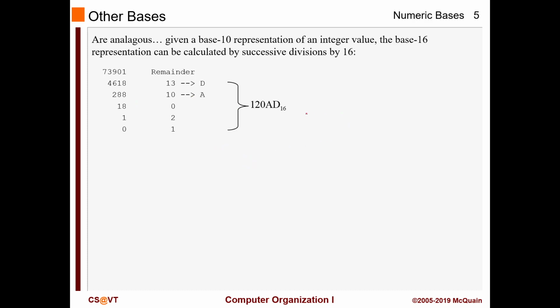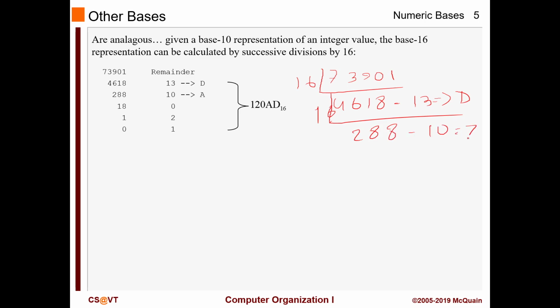The same can be done with hexadecimal as well. In that case, instead of dividing by 2, you're going to divide it by 16. So if it's something like this, you divide it by 16 and you get 4, 6, 1, 8, and the remainder is 13, which is equivalent to D. You divide it by 16 again, you get 2, 8, 8, and 10, which is A. If you keep going like that, you get something like this. Again, you go from the bottom to the top.